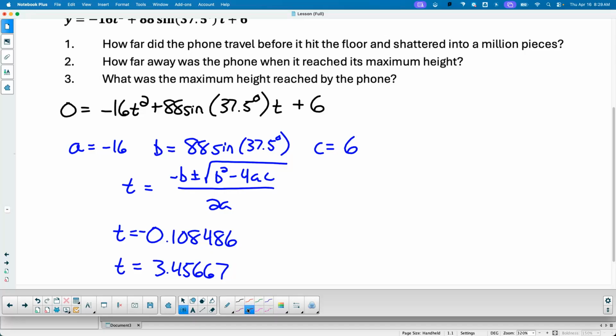So, answer to question number 1 is what? Oh wait, nope, I thought it was how far away was it. Sorry, I read the question wrong. I thought it was how long was it in the air? We haven't answered question number 1 yet. So how are we going to answer question number 1? Plug which one? The last one, the positive one.